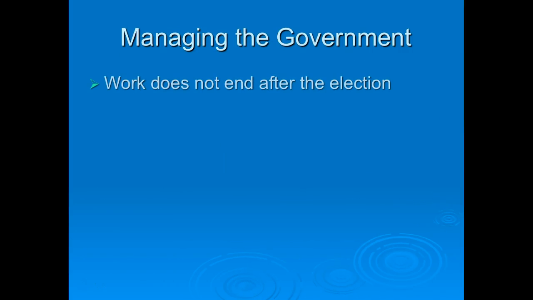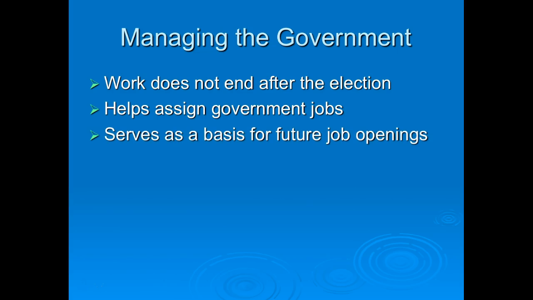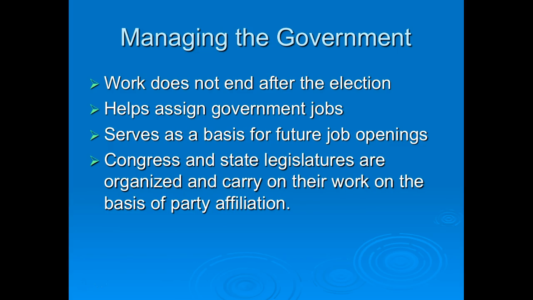They also manage the government. They help assign government jobs, like Speaker of the House, Minority Leader, Majority Leader, etc. Congress and state legislators are organized and carry on their work on the basis of party affiliation. In the North Carolina General Assembly, the majority party, which is the Republicans, holds all the leadership positions. The minority party, the Democrats in the North Carolina General Assembly, have some of the other leadership positions, although they're not as powerful.